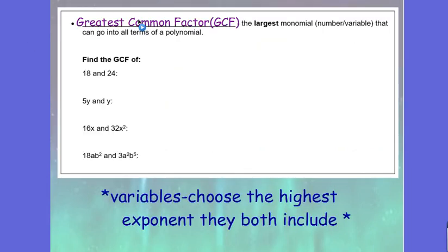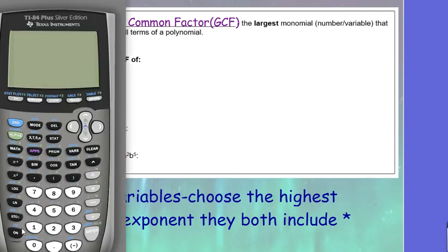Okay, so now let's talk about finding the greatest common factor, which is the largest monomial, meaning numbers and variables, sometimes just a number, sometimes just a variable, that can go into all terms of a polynomial. To find the GCF of 18 and 24, we would find it the same way as before. I could list all of the factors of 18 and 24. If I wanted to, I could do this in my calculator at the same time and compare their lists.